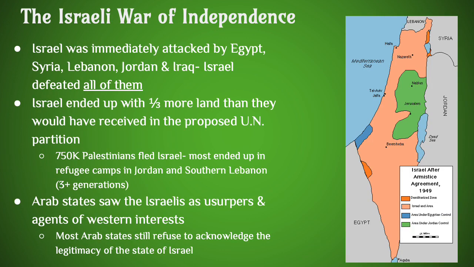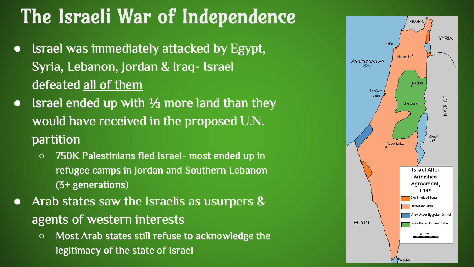As soon as Israel declared their independence, they were immediately attacked by all of their Arab neighbors: Egypt, Syria, Lebanon, Jordan, and even Iraq, which was not a literal neighbor of Israel. And the Israelis defeated all of them. Something happened to the psyche of the Jewish people after the Holocaust, and they just decided never again. And they fought like they hadn't fought since they fought the Romans 2,000 years ago, and they won.